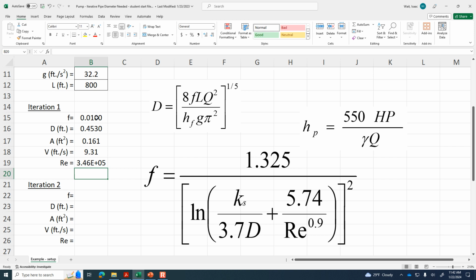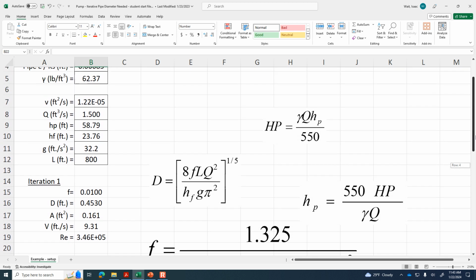Okay, so what this is saying is, with a guess value of 0.01 for the friction factor, this would be the diameter of the pipe that's needed. All the rest of these calculations, like the area, velocity, and Reynolds number, I only bother calculating because I know there's going to be an iteration 2. And for iteration 2, I don't want to just guess. I want to do better than guess. This time I'm going to use the Jain equation to calculate the F value. Any questions so far about what we've done? Or does anybody need to see one of the formulas up to this point?